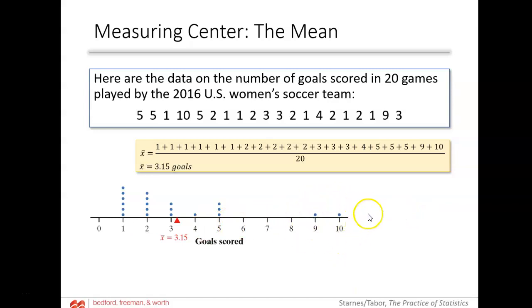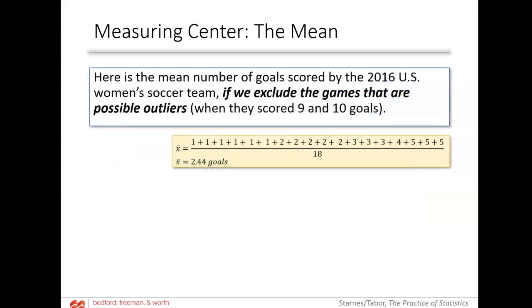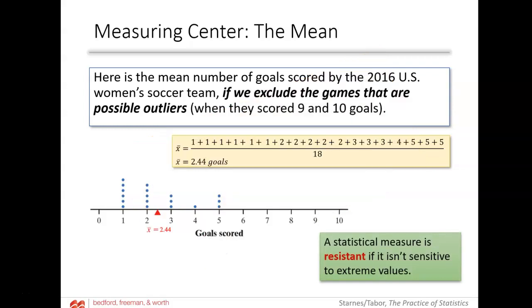Just got to open your eyes. Yeah, I'm kind of thinking those are outliers, guys. So we'll talk in a moment about how we know if they're outliers or not. But for now, let's just go with our hunch. Let's say they are outliers.